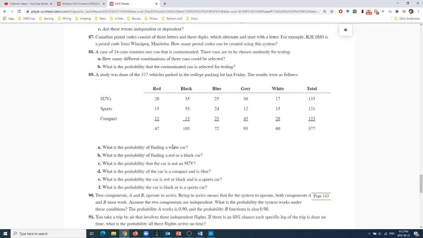Solution for D, what's the probability that the car is compact and is blue? The probability that the car is compact is A3, and blue is B2. So this is what we're being asked for. Whenever it's 'and', you think about the multiplication rule. So this is going to be the probability that the car is compact multiplied by the probability that the car is blue, after conditioning on the fact that it's a compact car.